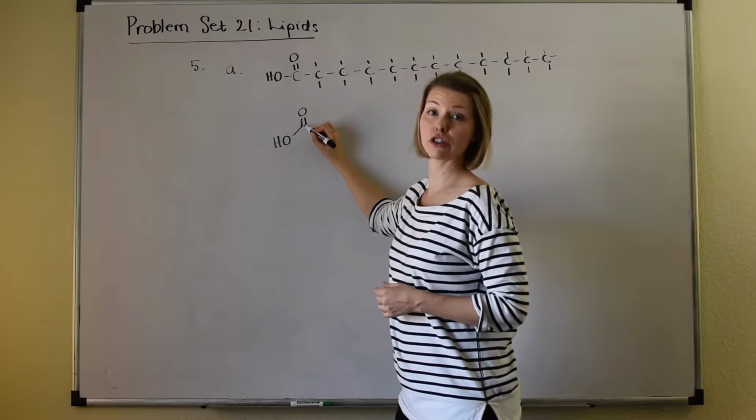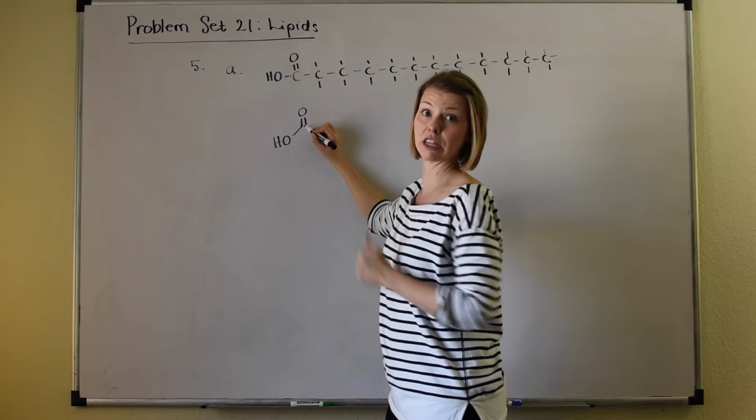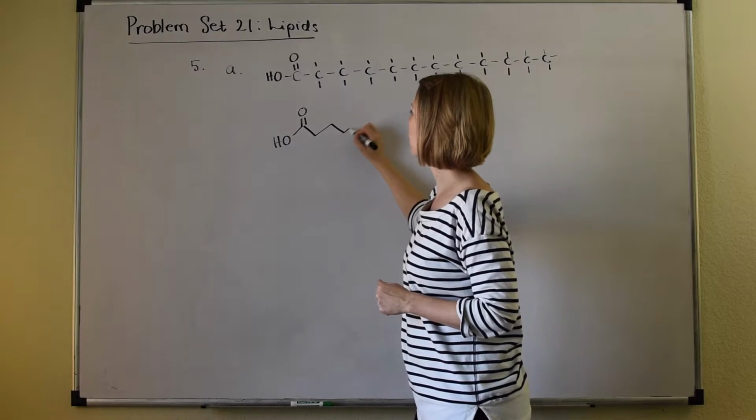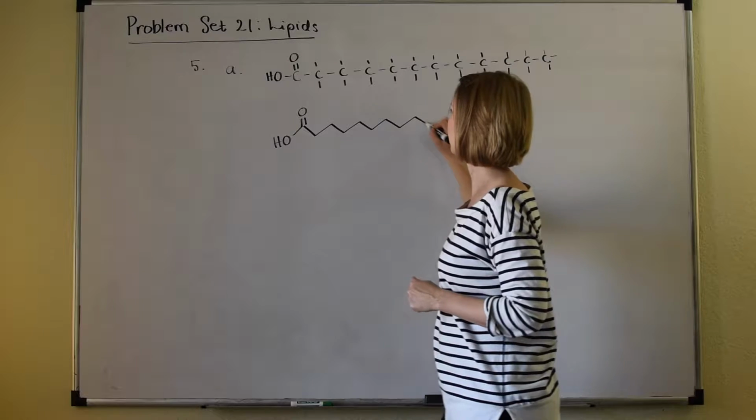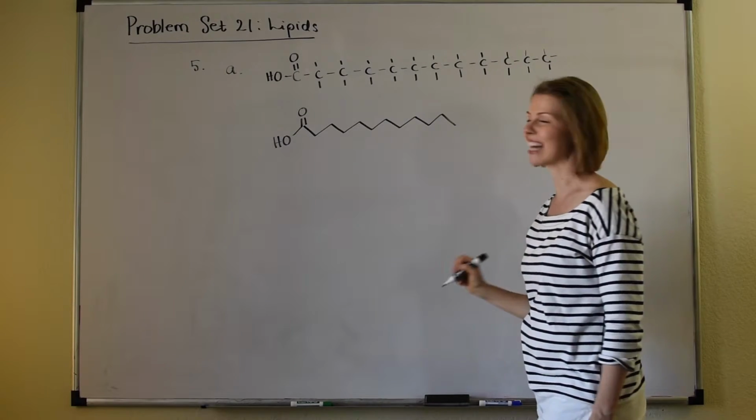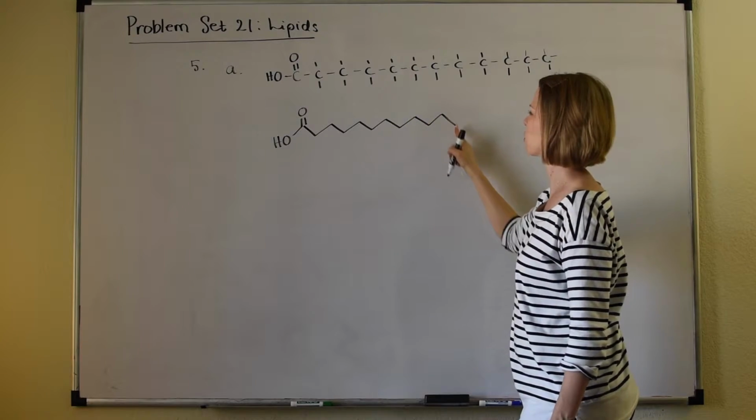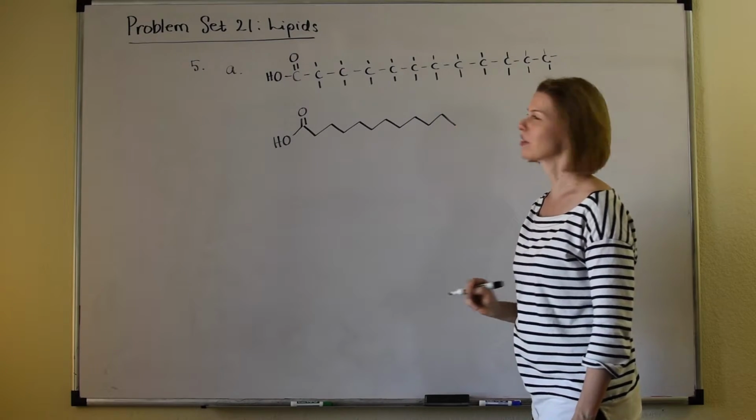So there's your first carbon, the carbon of the carbonyl, that's part of the carboxylic acid. 1, 2, 3, 4, 5, 6, 7, 8, 9, 10, 11, 12. See how fast that is. Always double check. All right.